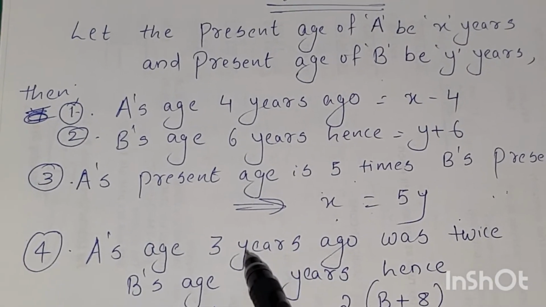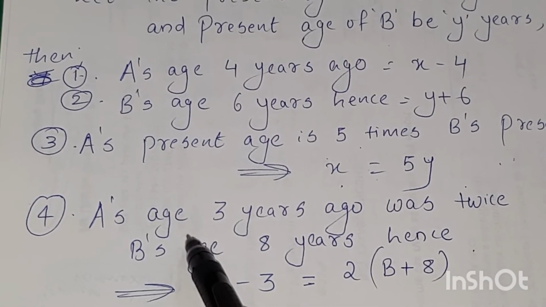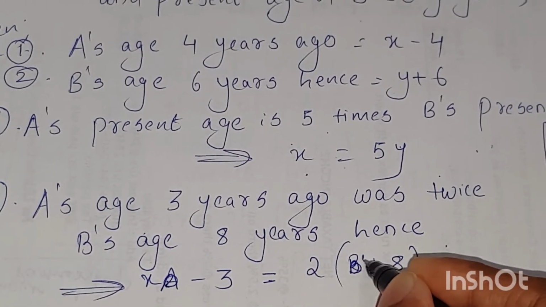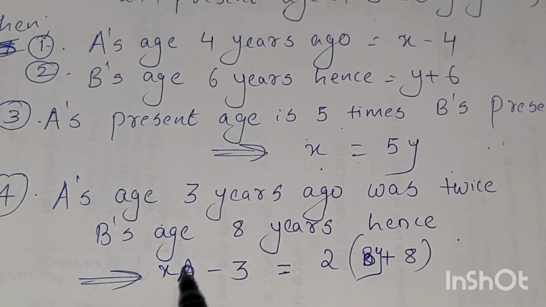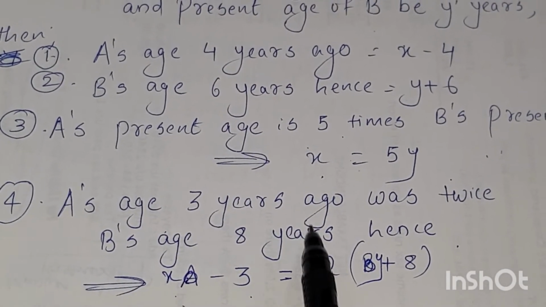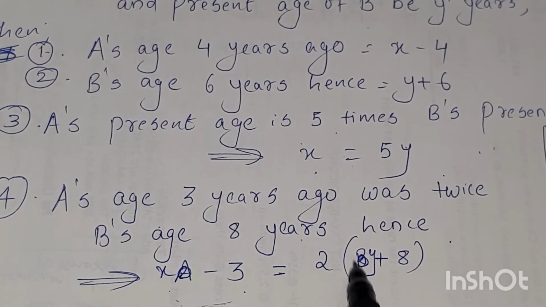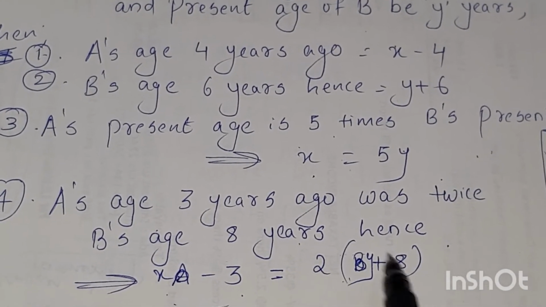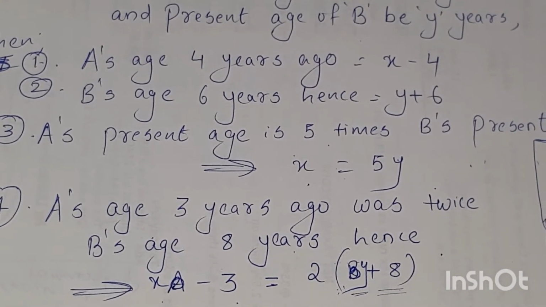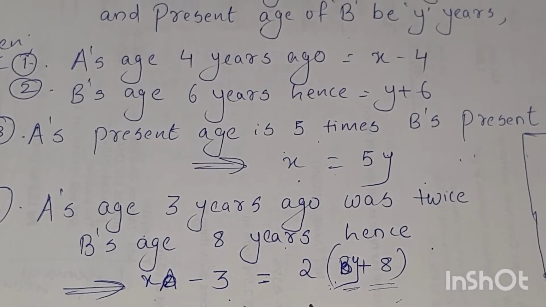Okay. Now A's age 3 years ago was twice B's age 8 years hence. A's present age is X. 3 years ago A's age was X minus 3. So A's age 3 years ago, X minus 3, is equal to twice B's age 8 years hence. 8 years hence means Y plus 8. B's present age is Y, and after 8 years it will be Y plus 8, and twice that is what A's age was 3 years ago. That is, X minus 3 is equal to 2 times Y plus 8.